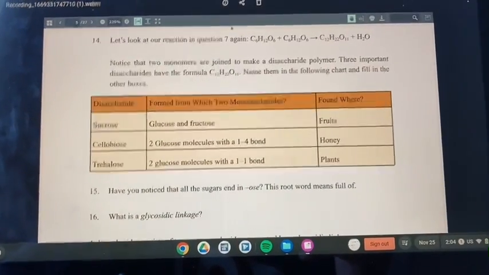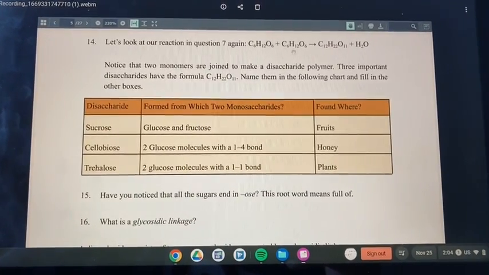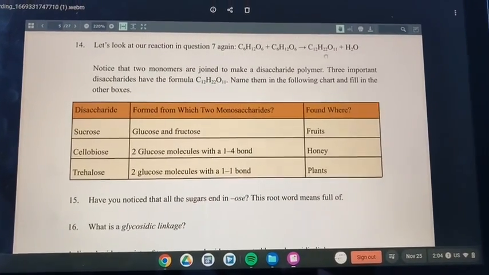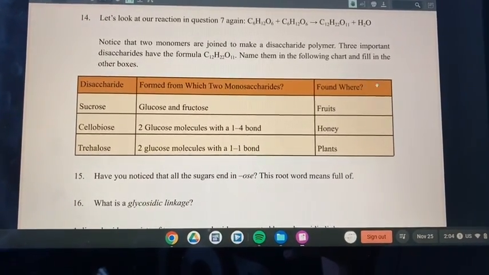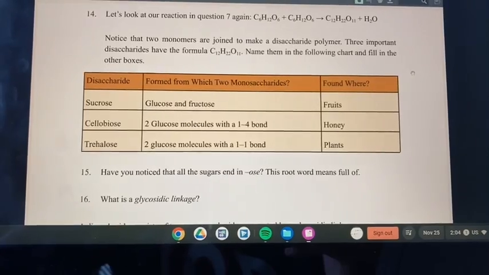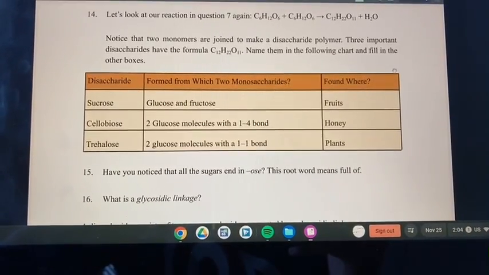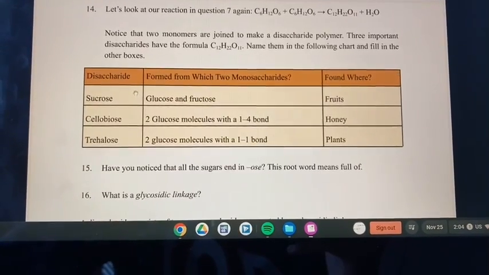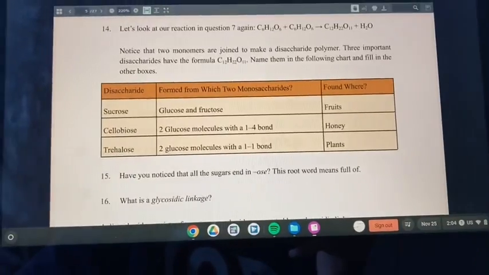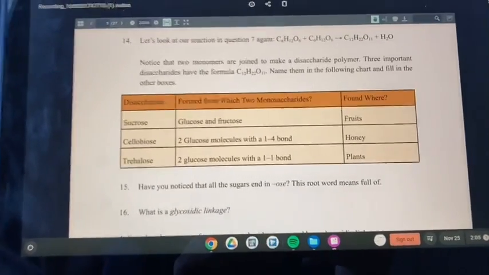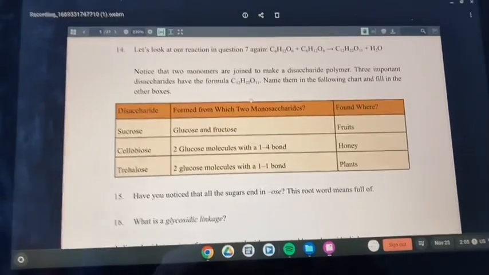Question 7, if you go to the previous part, you can see it: C6H12O6 plus C6H12O6 gives C12H22O11 plus H2O. Notice that 2 monomers are joined here to make a disaccharide. 3 important disaccharides have the formula C12H22O11. Name them following the chart. Polymers are made up of monomers. Polysaccharides are made up of monosaccharides. Disaccharides are made up of 2 monosaccharides.